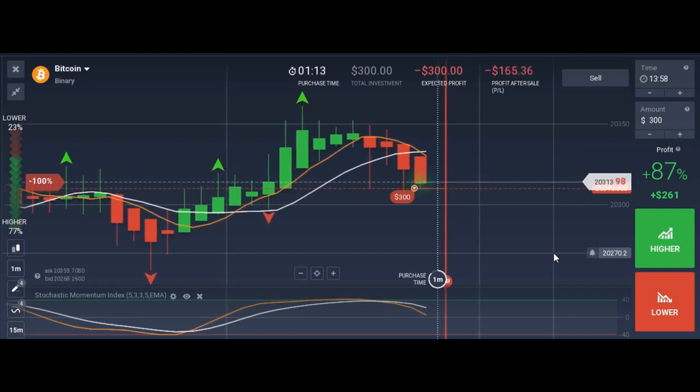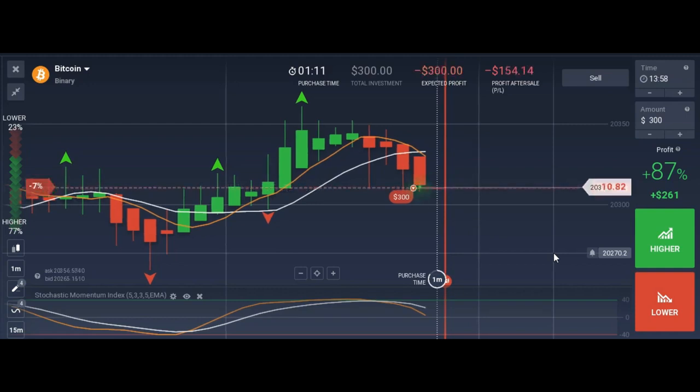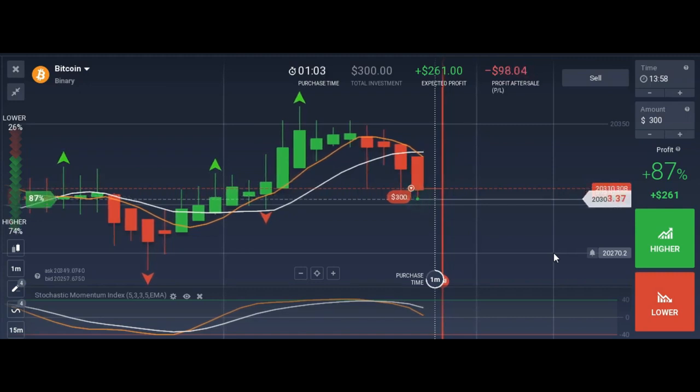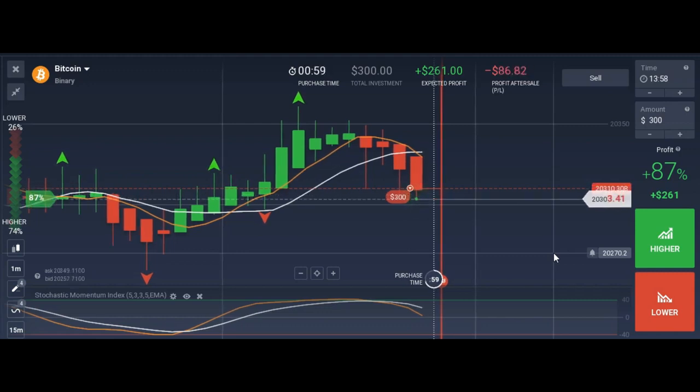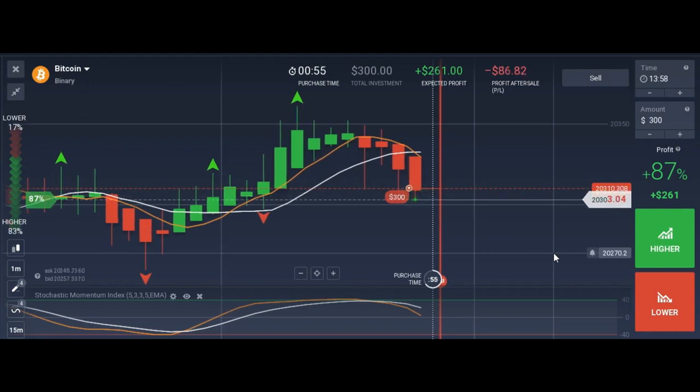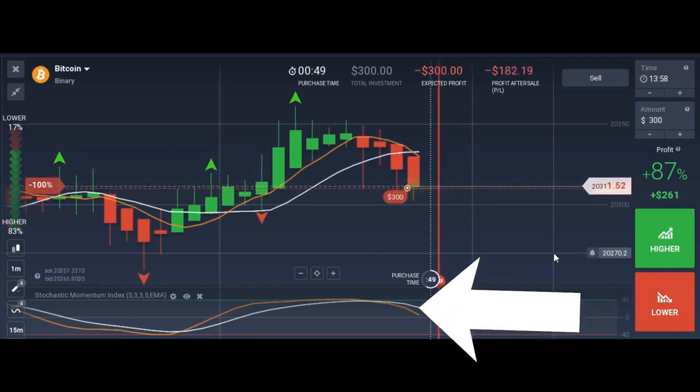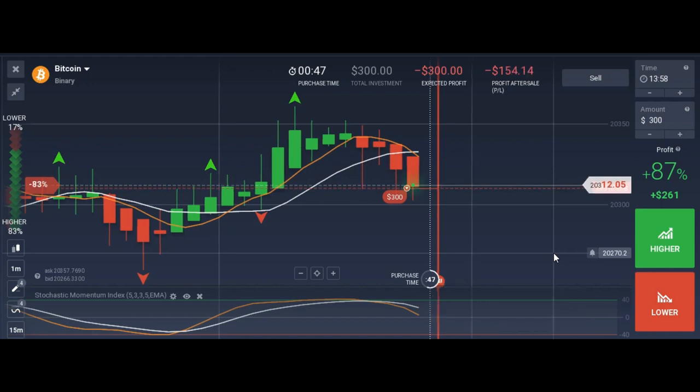First, a green fractal appeared above, which indicates that at any moment the price is going to fall. Then there was the cross in the stochastic momentum index. And look how it is in the overbought zone. Everything indicates that the price will go down.